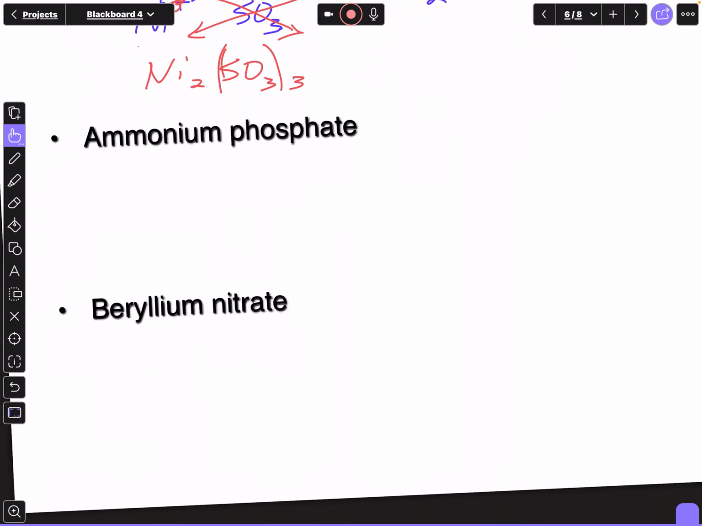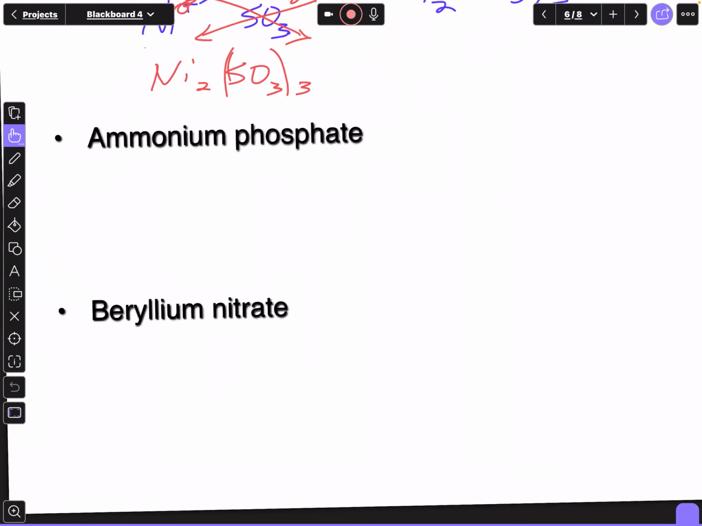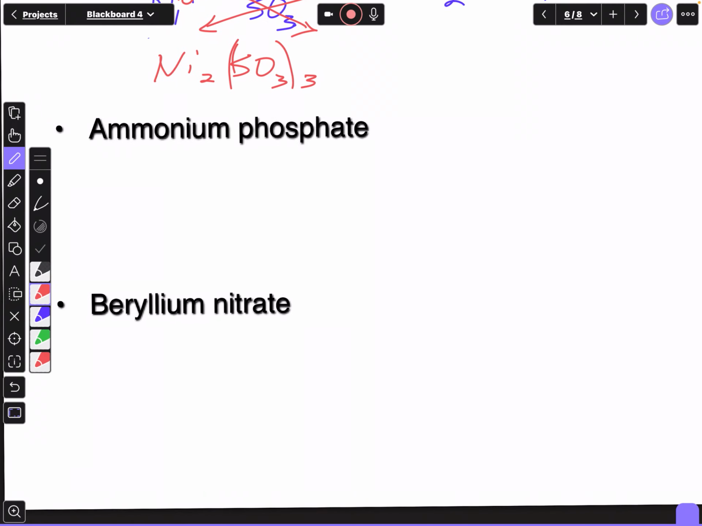Okay, next example, ammonium phosphate. Ammonium, you have to remember, is a polyatomic ion. I look up its formula: NH4, and it's a positive 1. Phosphate, look it up, it's PO4, and it's a minus 3.